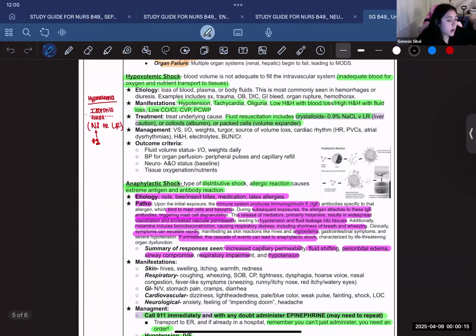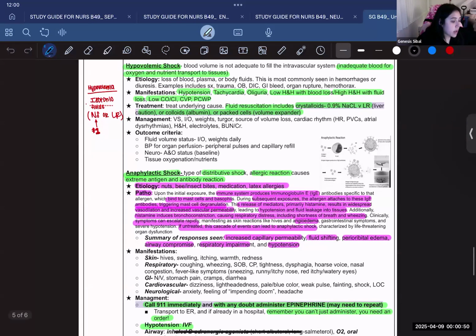So hypovolemic shock, obviously the blood volume, so hypovolemia, right? Blood volume is not adequate to fill the intravascular system. So the problem is that the blood is not being transported. I think you just have to think about AMP. What's the important part of having your blood there? It's perfusing the rest of your organs and everything, right? So inadequate blood, and then no oxygenation or perfusion to the rest of the organs and tissues. That can lead to a lot of ischemia, less oxygenation and perfusion overall, and then your organs are basically going to start giving up, right?